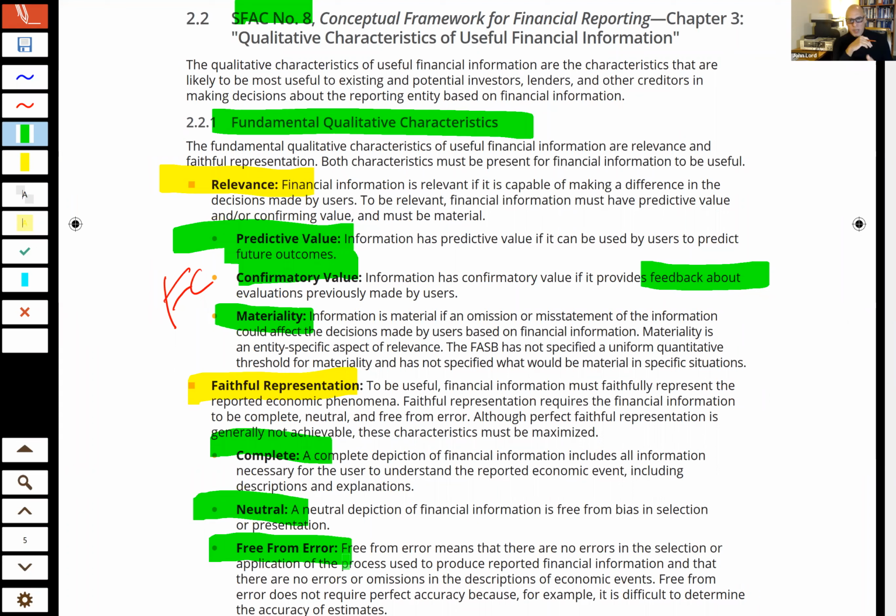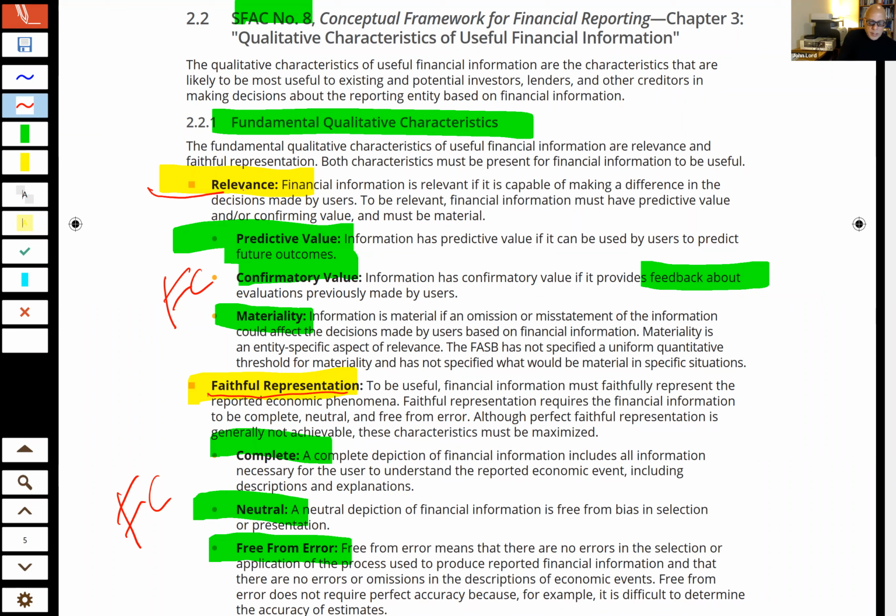Neutral means that we're not trying to give a bias. We're just letting the standards drive what it is that we're preparing in the financial statements. And freedom from error doesn't mean that we'll never make an error, but we certainly are striving to have error-free information, accurate information. Okay, so flashcard, the ingredients of faithful representation.